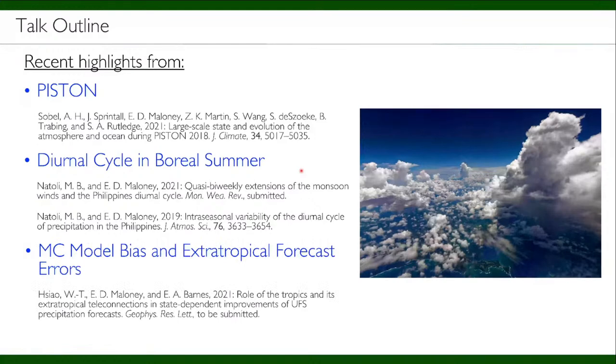And then the last part of my talk is something we're working on with one of our students, Wei-Ting Chen, who actually comes from NTU. We're going to discuss the role of maritime continent precipitation biases in producing extratropical forecast errors across the United States. This will be the last thing that I will discuss.